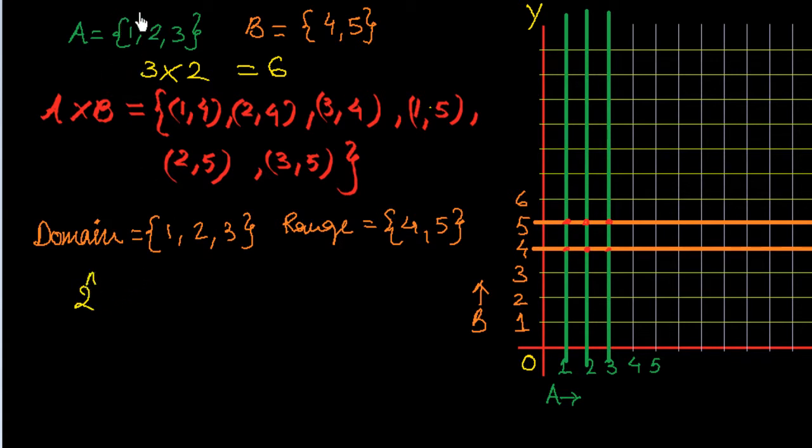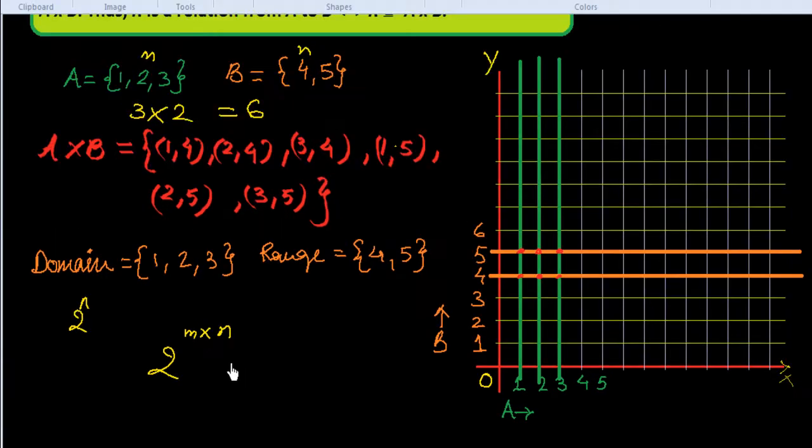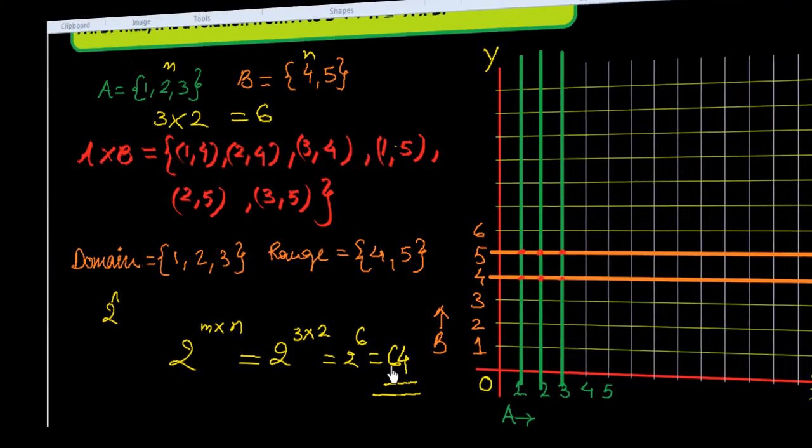But here if we assume that the number of elements is m in set A and n in set B, we get m into n ordered pairs, so we get 2 power m into n sub-relations of this A cross B relation, A to B. In this way we could easily find the sub-relations. So here the sub-relations would be 2 to the power 3 into 2, which is 2 to the power 6, which is equal to 64 sub-relations.